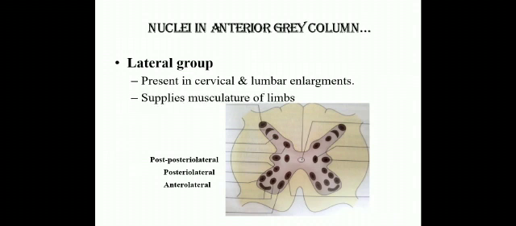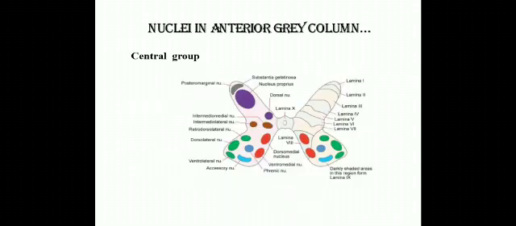It supplies the musculature of the limbs. It includes anterolateral, which supplies the proximal muscles of the limbs like the shoulder and arm and the gluteal region and the thigh. Posterolateral supplies the intermediate muscles of the limbs, that is the forearm and the leg. And the posterolateral innervating the distal segment, that is the hand and the foot. The central group is present only in the cervical segments, as the phrenic nerve nucleus and the nucleus of the spinal root of the accessory nerve.